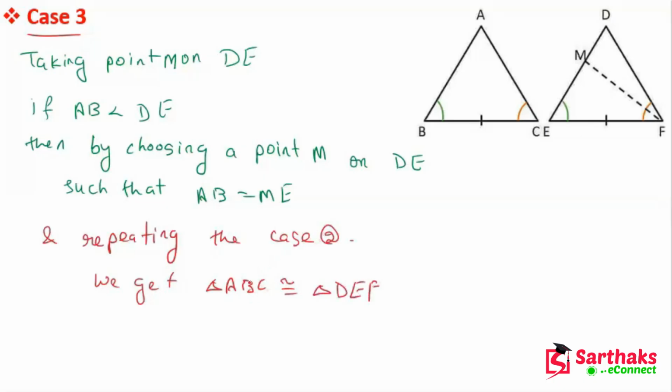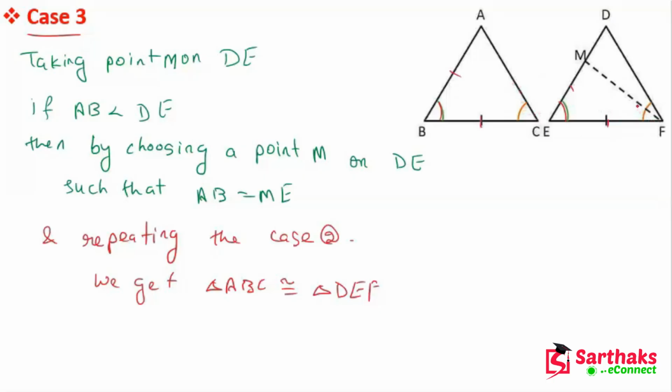Okay, how can we prove this? By repeating the case number 2, because my dear friends, now we are proving triangle ABC is congruent to triangle MEB by the side angle side rule, meaning we know that this side is equal, this angle is equal, and these corresponding sides are equal. So we can prove it by the side angle side rule.